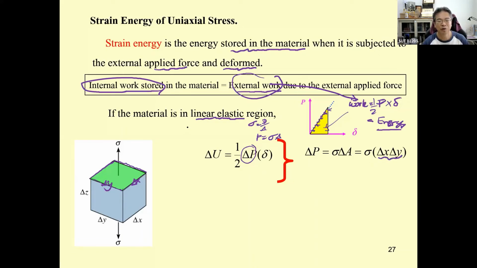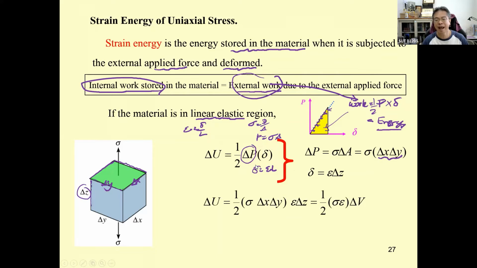And also you have strain equal to delta over L, so delta equals strain times L. So what is L? L is going to be this one. L is going to be delta Z. So you put all of them together and multiply.